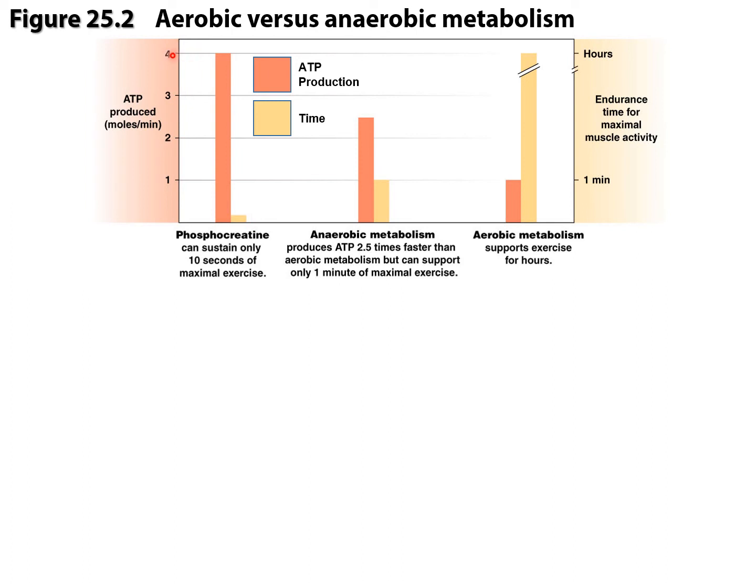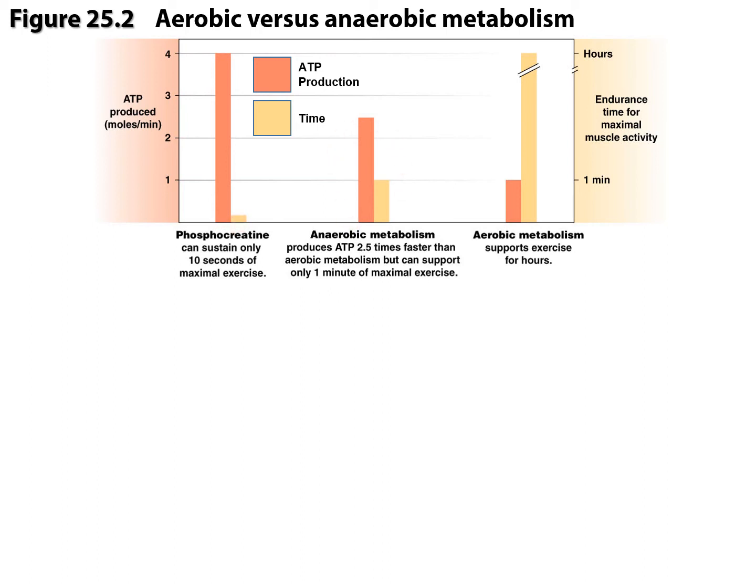If we can make 4 moles of ATP in a minute, but we only have 10 seconds, that's 1/6 of a minute. So what's 1/6 of 4? It's going to be somewhere under 1. So keep that in mind. Yes, we can make it really, really quickly, we just can't do it for very long.